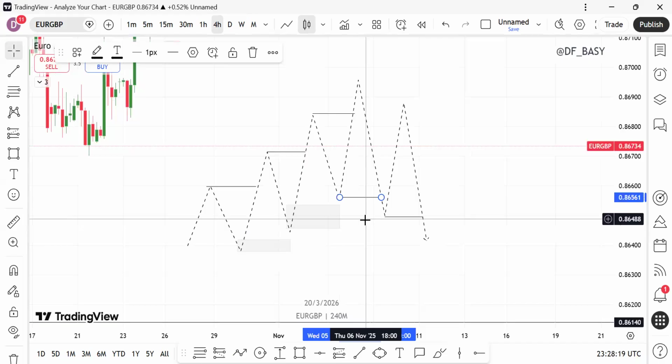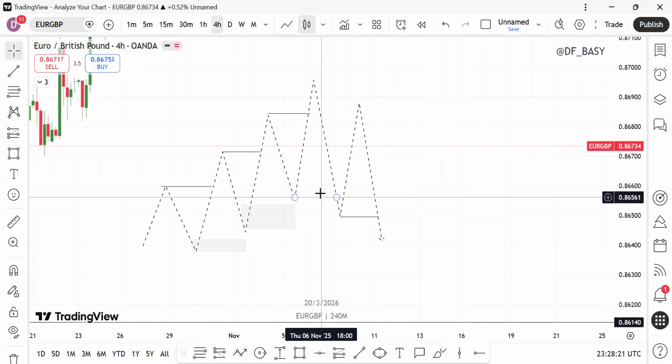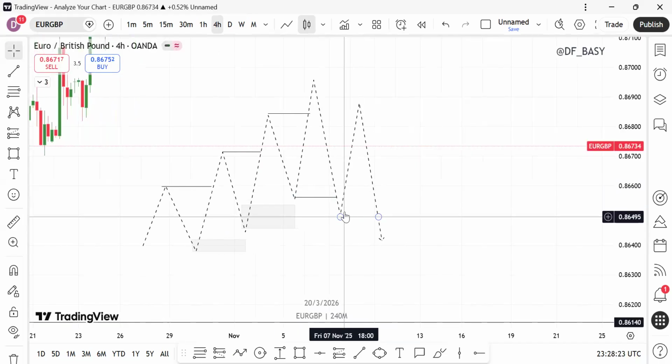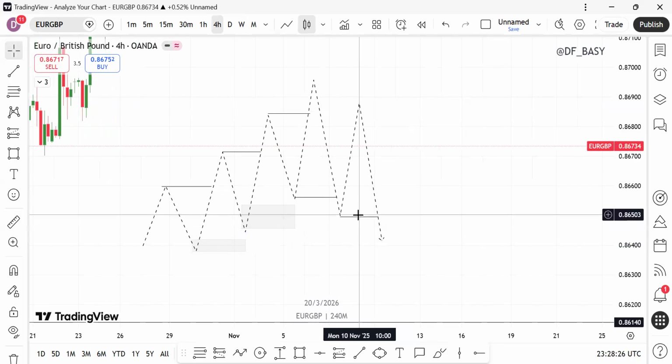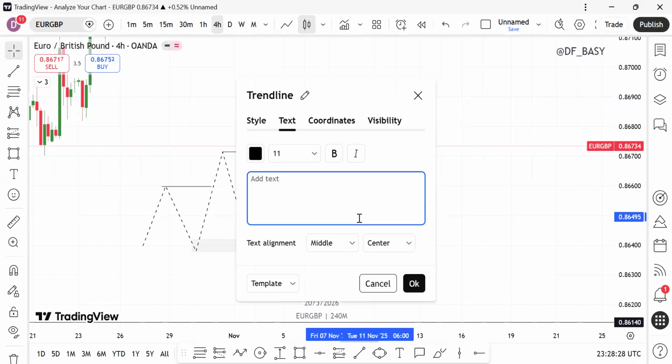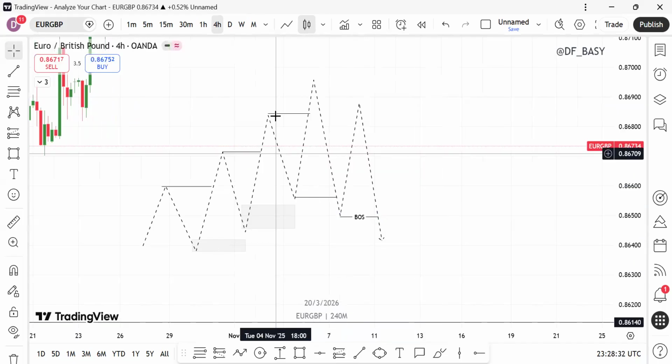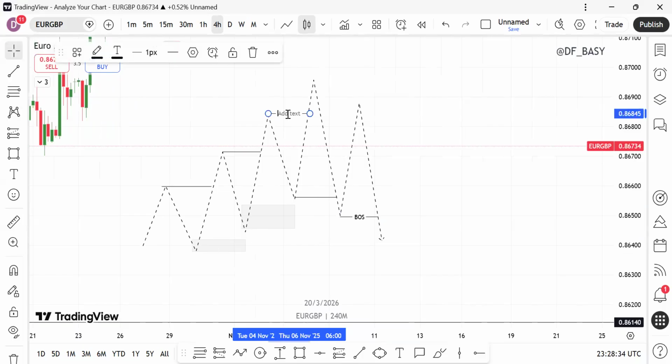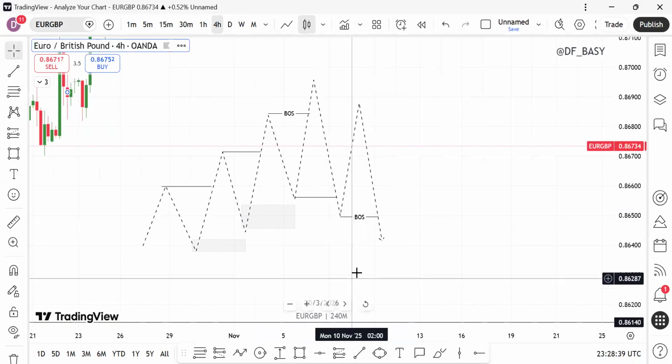Market took out a low that it wasn't supposed to take out. They have a change of character here. Then once it pulls back and breaks again, you have a break of structure, proper BOS. So once you have a proper BOS there, it has shown and it identifies that market has changed trend.